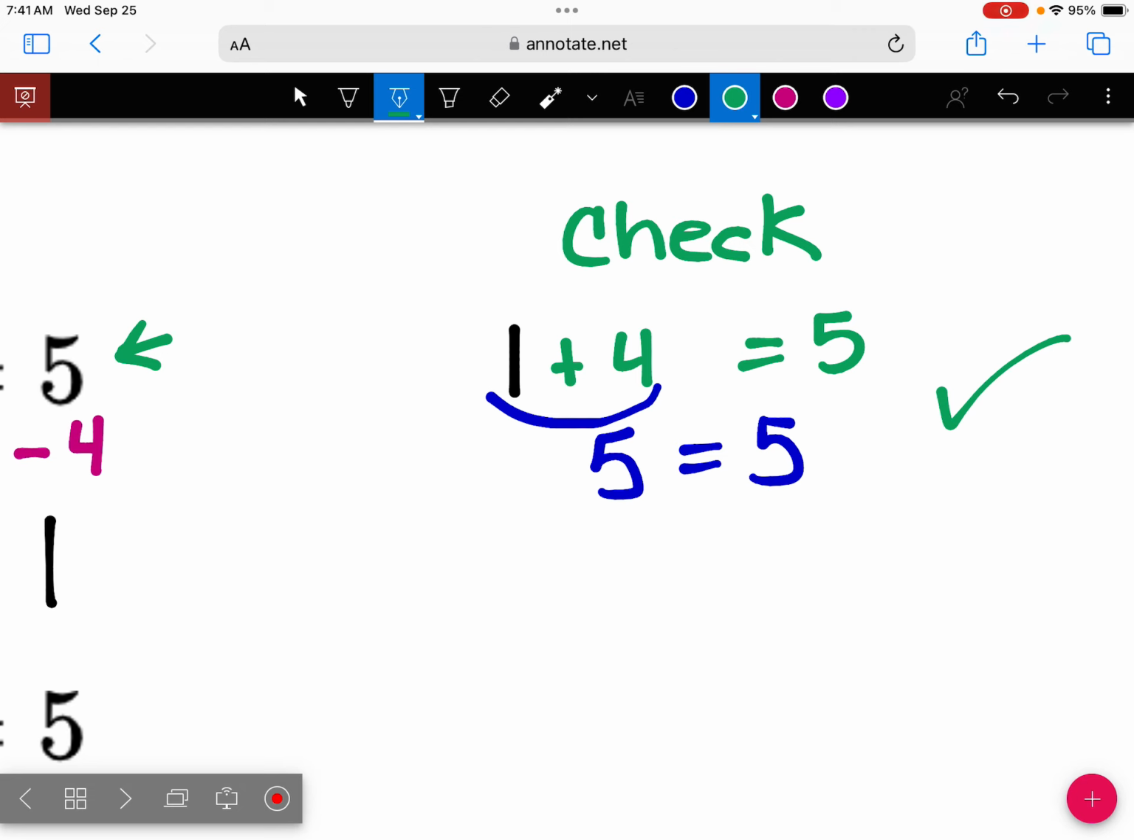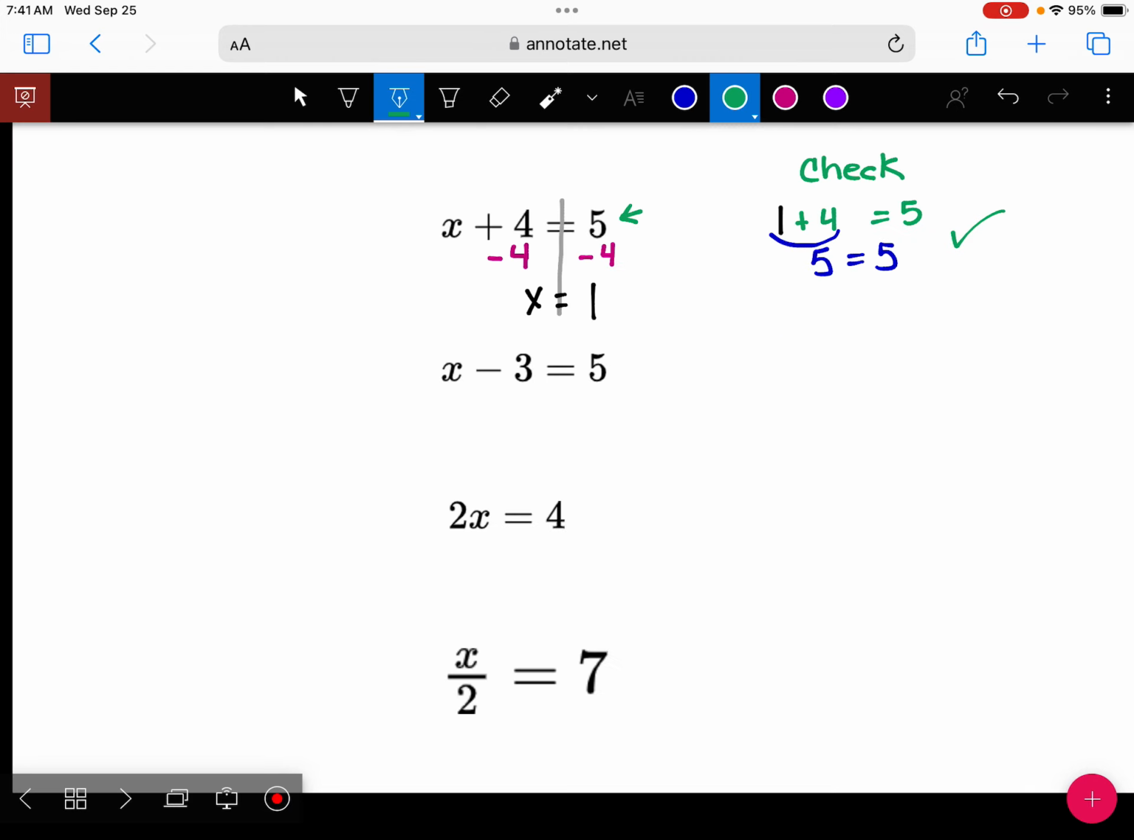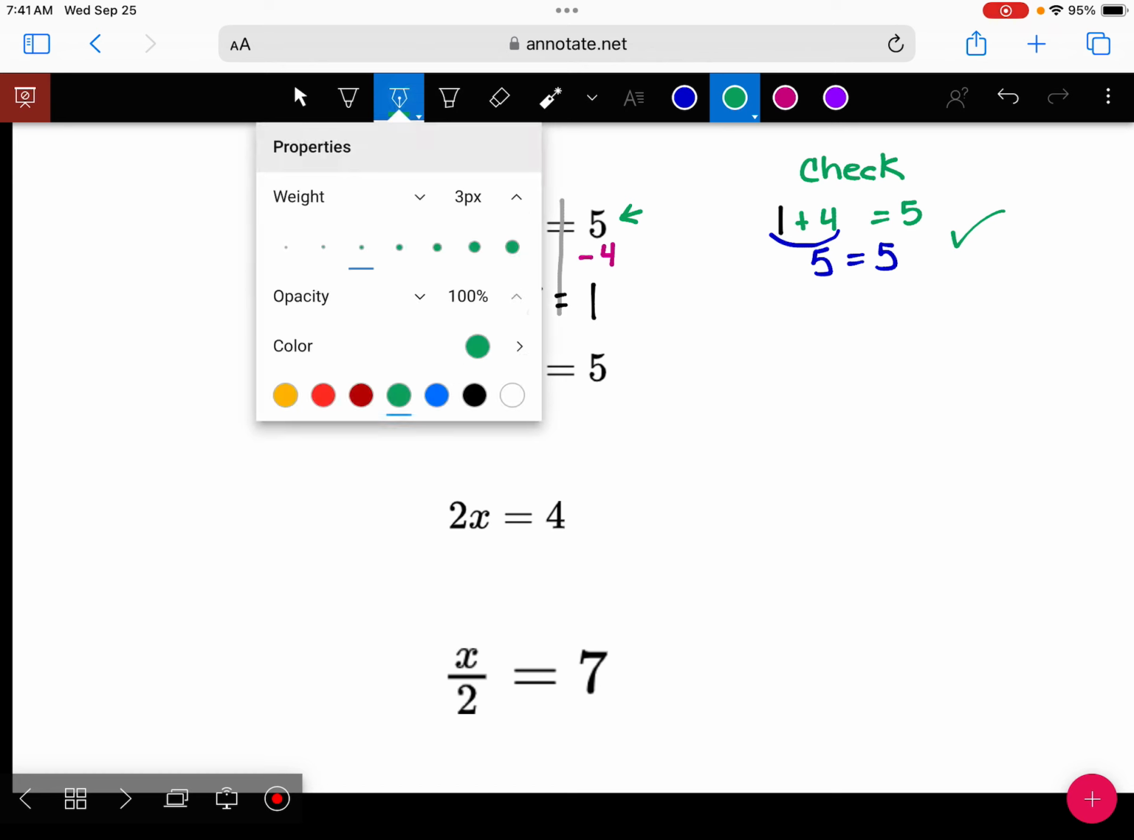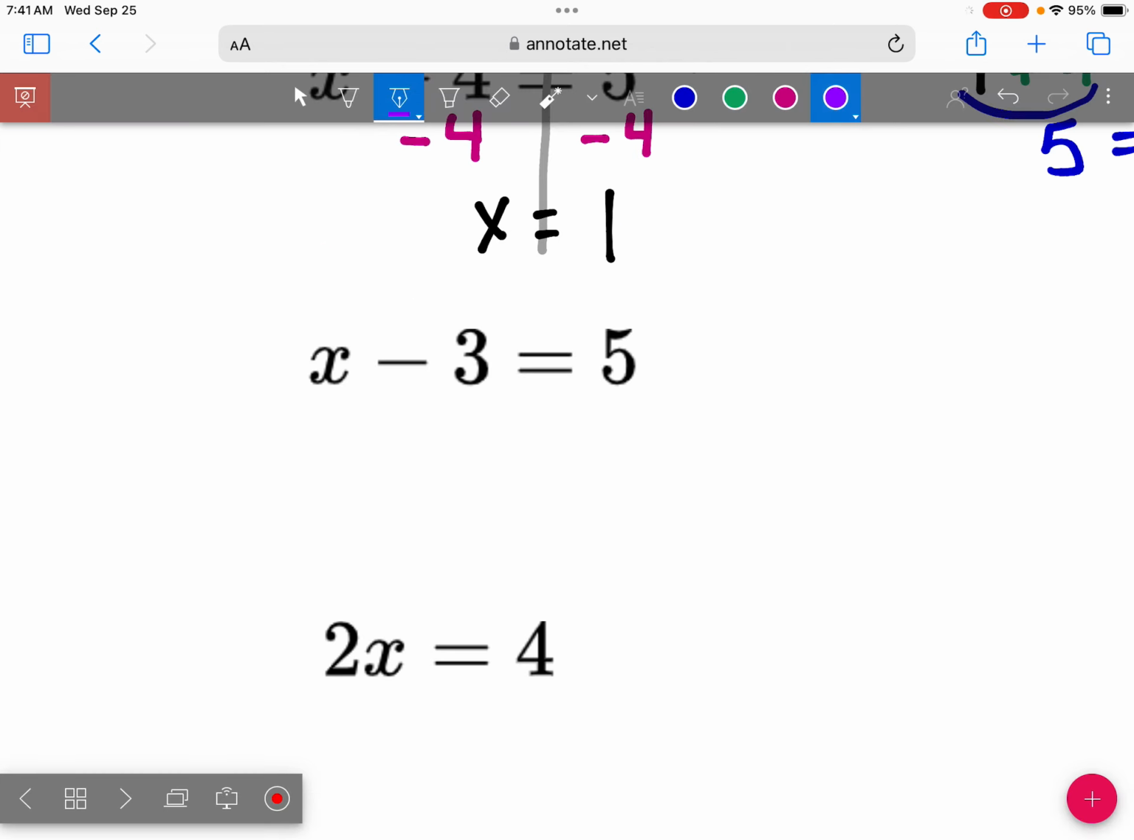And I know on these ones it feels a little bit silly, because we can seriously do these. But we're going to do it because it's a good habit to be in. All right, looking at the second one, what are we going to do here? Add 3 to both sides of the equal sign.